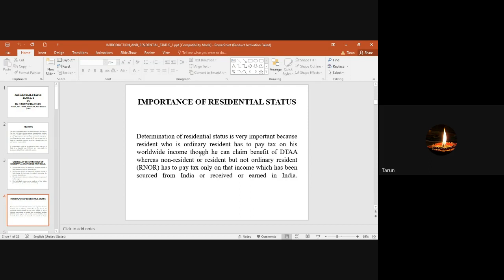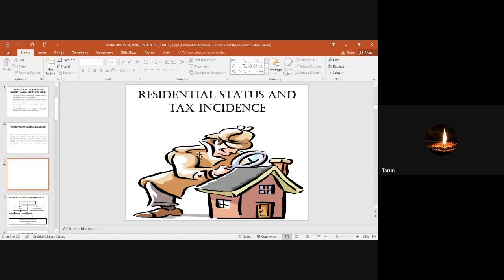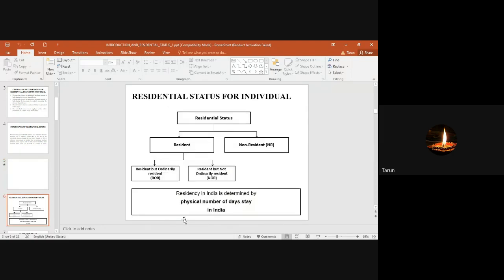That's assured that these individuals have to pay the tax, and the non-resident has no liability to pay a tax on his worldwide income. After all, he doesn't spend any of the days in India. So now we have to learn exactly the residential status and the tax incidence. So let's begin. Let's read about the residential status for individuals.